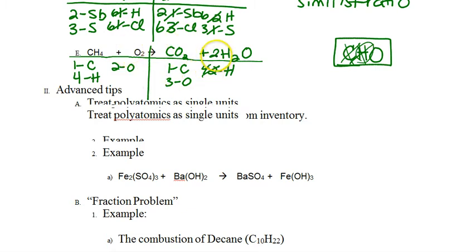I have 2 plus 2, so I have 4 by adding that 1 here. So I'm just simply putting a 2 here to make that 4. And then I'm done. So it's a 1 to 2 to 1 to 2 ratio there.